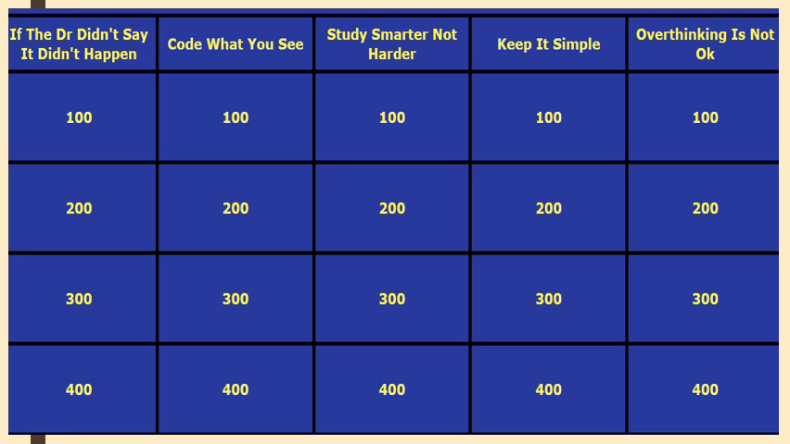And do you know what I did? See these 4 or 5 reminders at the top of this Jeopardy game? If the doctor didn't say it, it didn't happen. Code what you see. Study smarter, not harder. Keep it simple. Overthinking is not okay. All right, which one did Mrs. J do? Which did she violate? She violated code what you see.